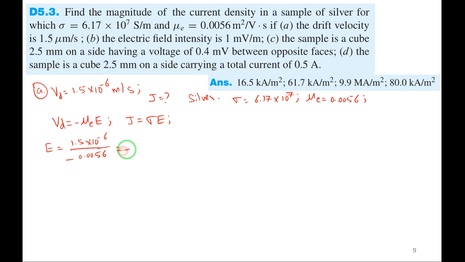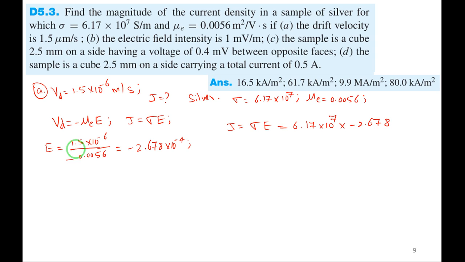Is it fine? So we'll calculate 1.5 exponential minus 6 divided by minus 0.0056. I am getting it as minus 2.678 into 10 power minus 4 volt per meter, right? Then I'll substitute here. So J equal to sigma E. What is sigma? 6.17 into 10 power 7 into E, minus 2.678.